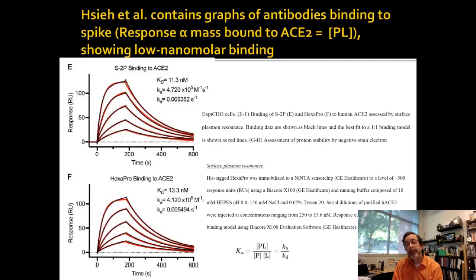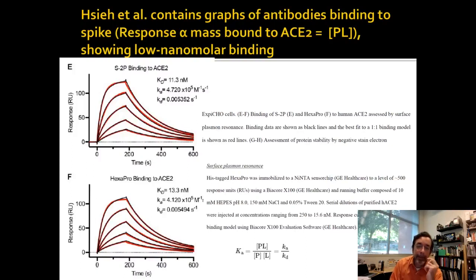What's cool about surface plasmon resonance, you can also get the kinetic constants. And remember that we said the big K is a ratio of the two little k's. And actually you can see that that works out if you do the math. You can put it into your calculator with the proper exponents. If you divide the little kd by the little ka, you end up with a 10 to the minus 8th number, which is exactly the big KD that they get there.